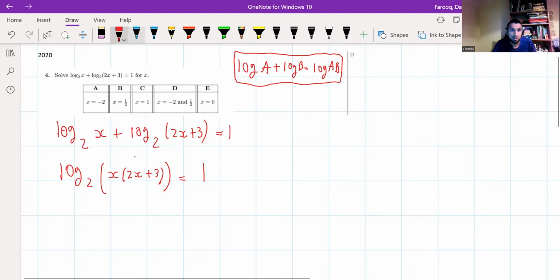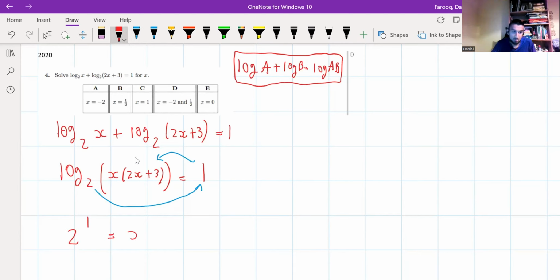Now the way logs work is like this. 2 to the power of 1 is going to equal to that, okay? So 2 to the power of 1 is equal to x, 2x plus 3. So I'll repeat that. 2 to the power, the answer is going to go back that way. So you kind of have to go like that.